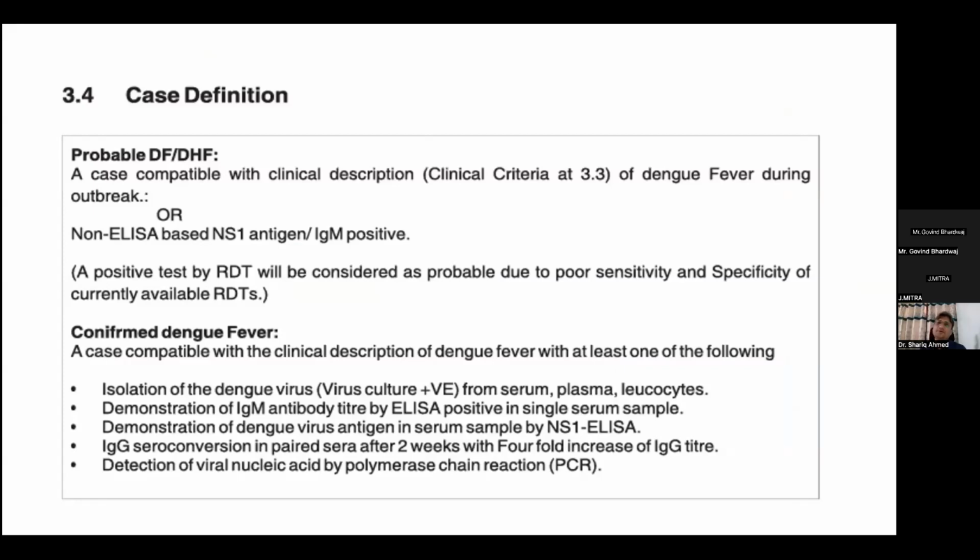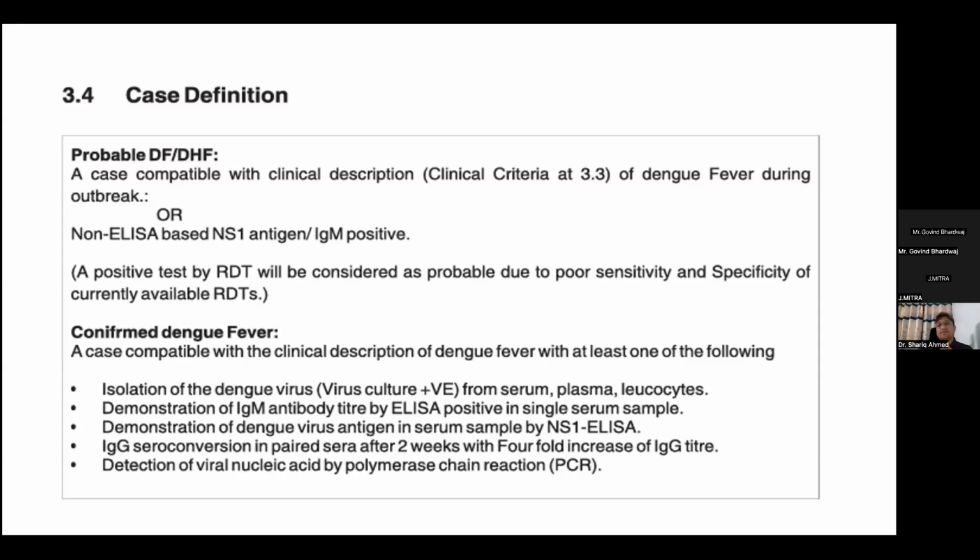Now, before going on to the laboratory diagnosis, what do we consider probable dengue and what do we consider confirmed dengue? This case definition is given by the Ministry of Health and Welfare of India. A probable case of dengue fever or dengue hemorrhagic fever is considered when the case is compatible with the clinical description which I told earlier, or it is a non-ELISA based NS1 antigen or IgM positive. So RDT positive patients are considered only probable dengue. They are not considered confirmed dengue.